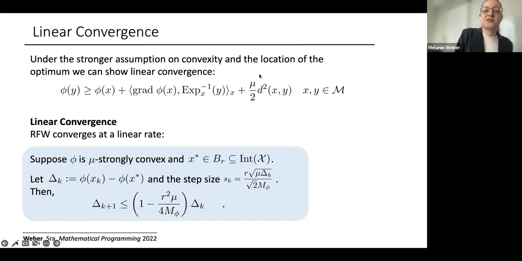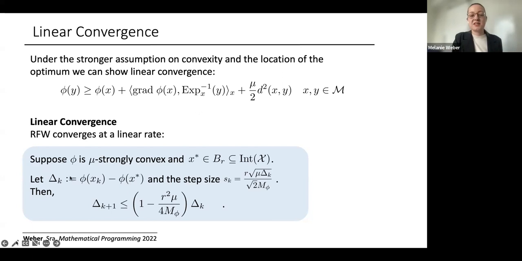So there are objective functions where, in the Riemannian setting or the equivalent notion in the Euclidean setting, we can find a mu such that that convexity condition holds. And if we're in that setting and we know that the optimum of our function does not lie on the boundary of the feasible region, then we can show that the algorithm even converges at a faster linear rate.